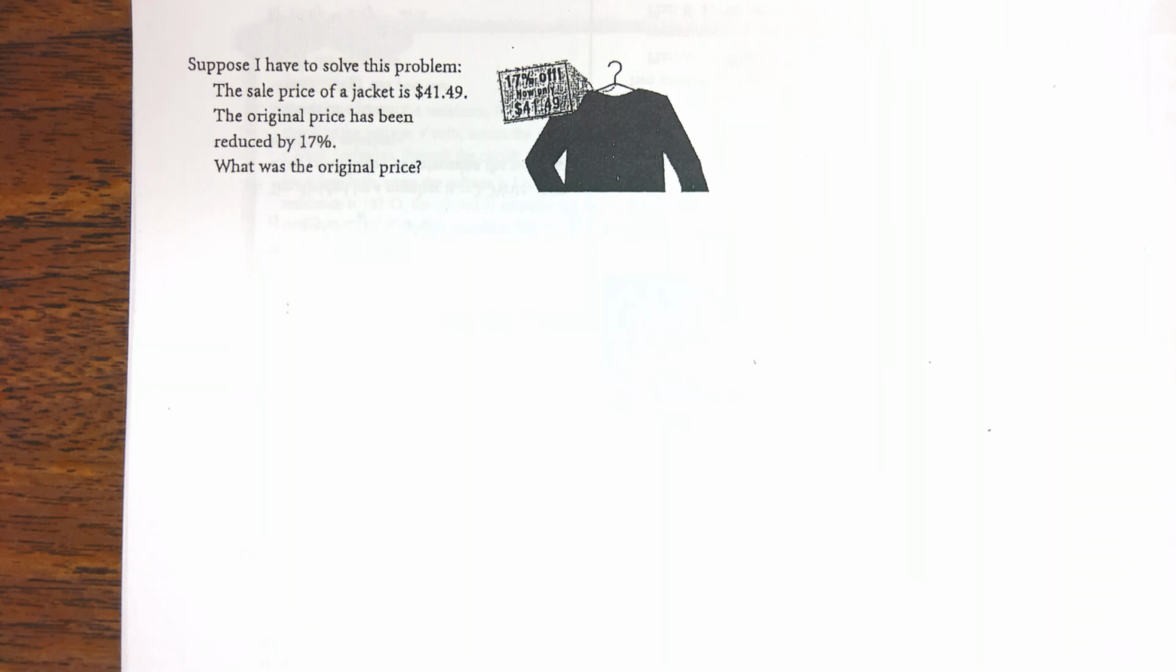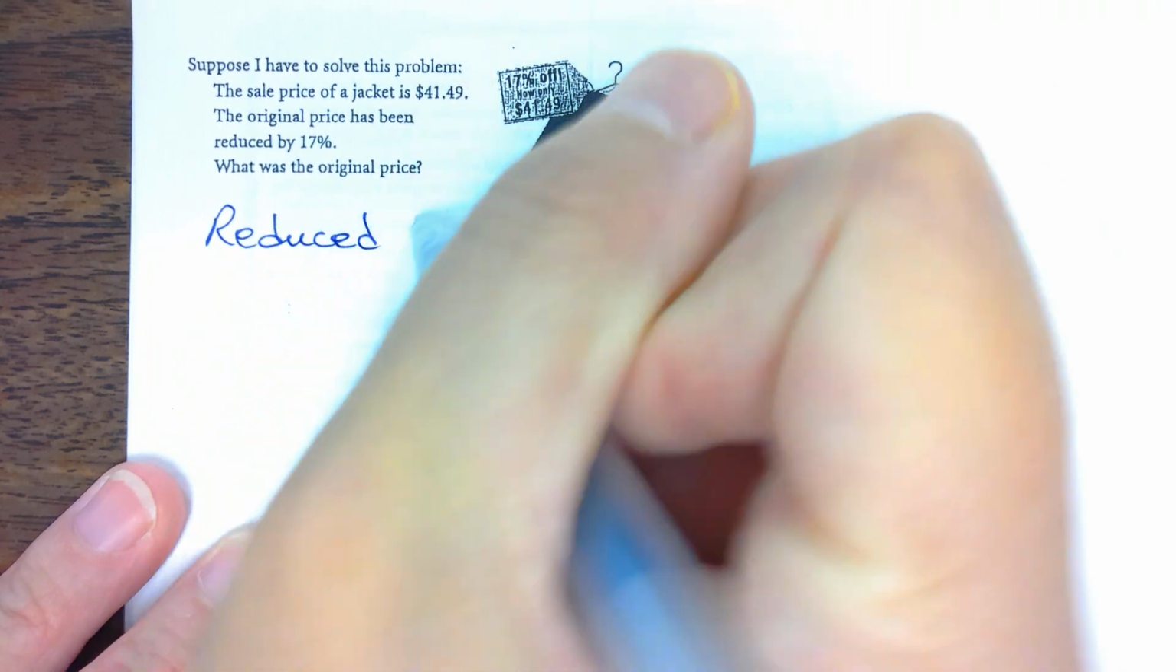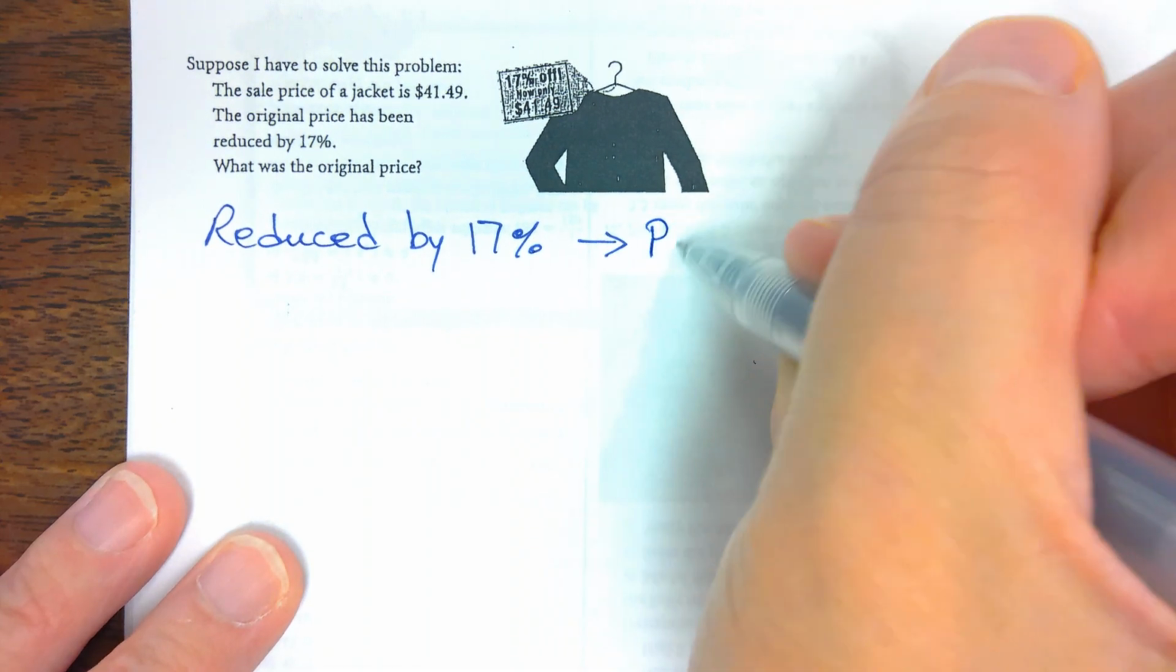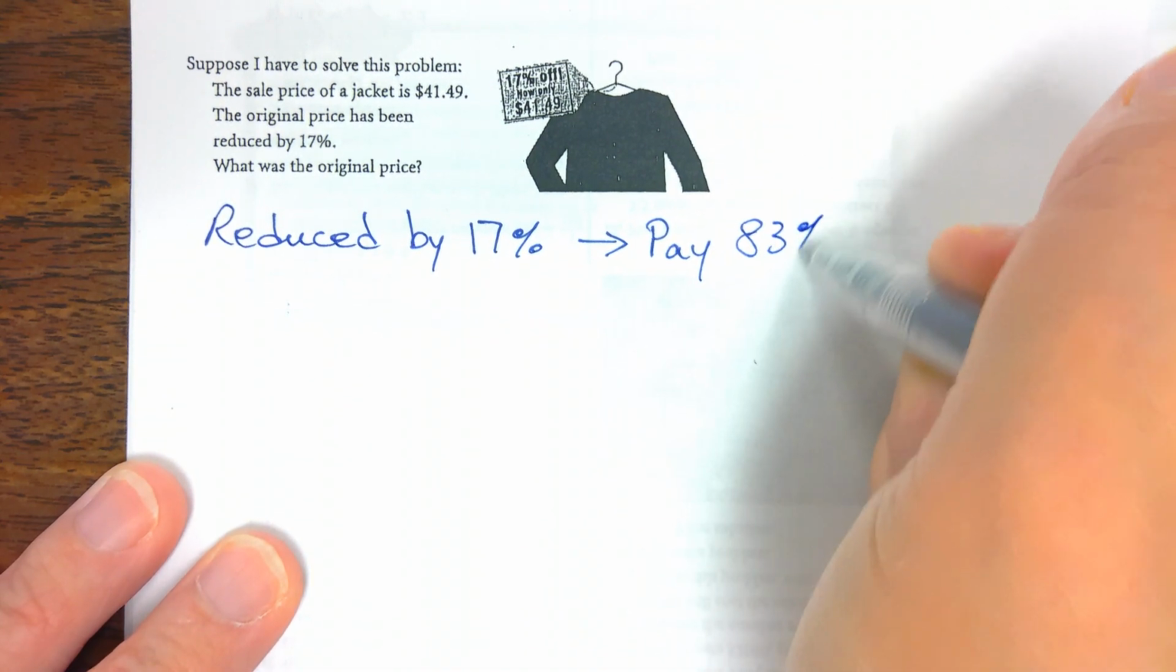Hey, Jenny? 41.49 equals 0.17x. Okay. So if it's reduced by 17%, what was the trick that we learned? 0.83, right? You are reduced by 17% means you pay 83%.